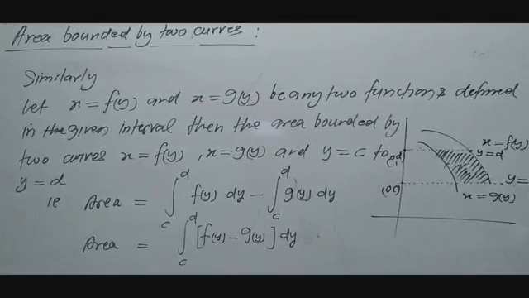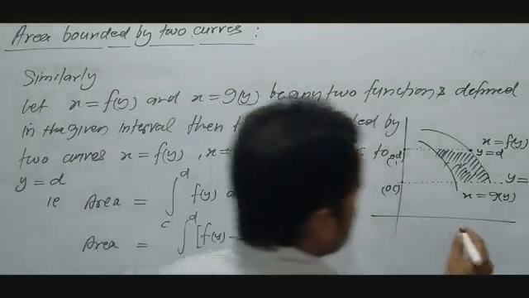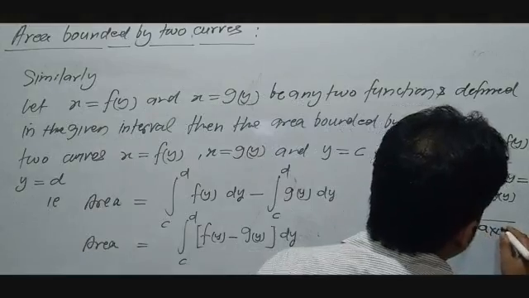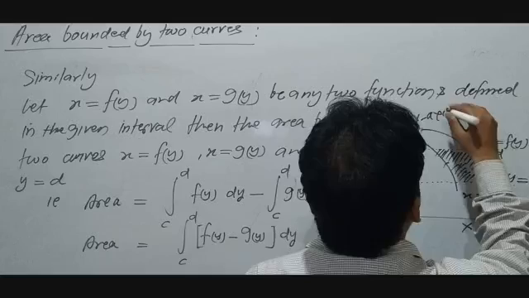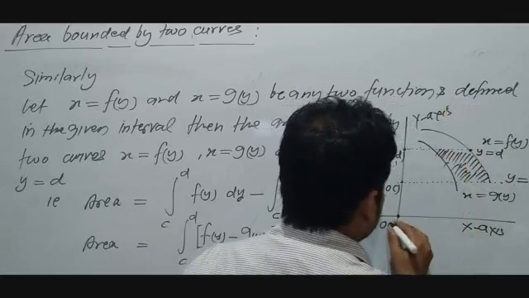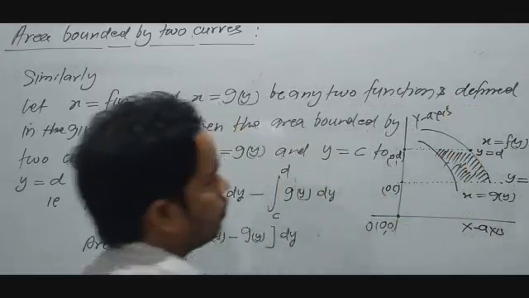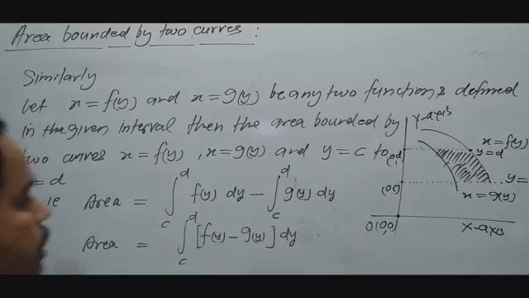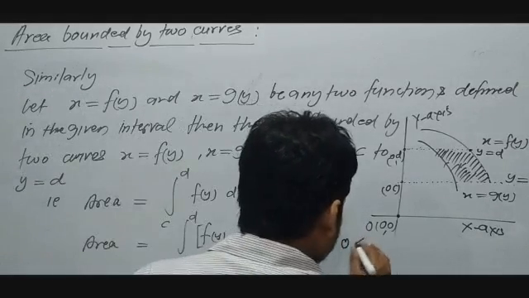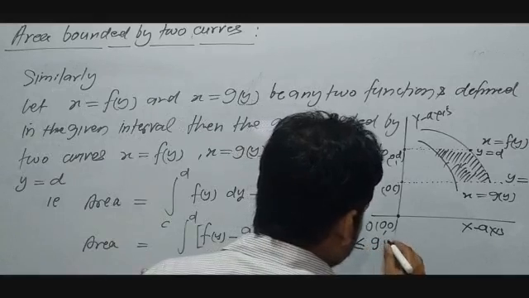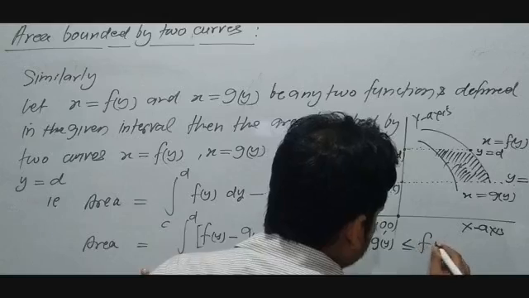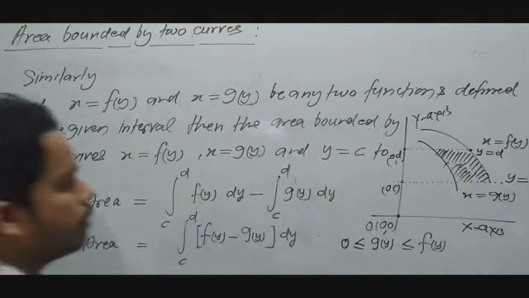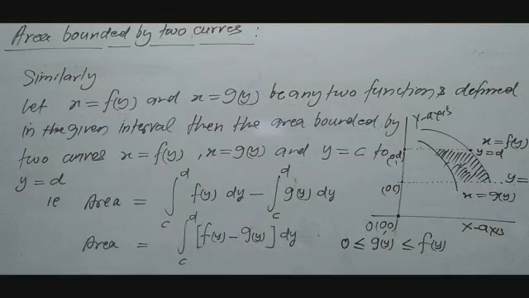See, this is x axis, you know, this is y axis, and this is (0, 0), and the condition is 0 is less than or equal to g(y) is less than or equal to f(y). This is the condition for the function.